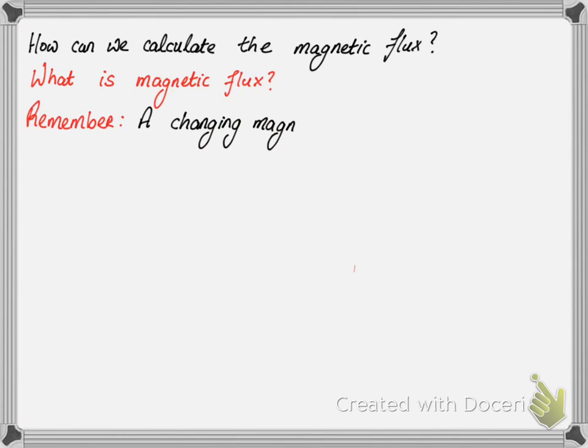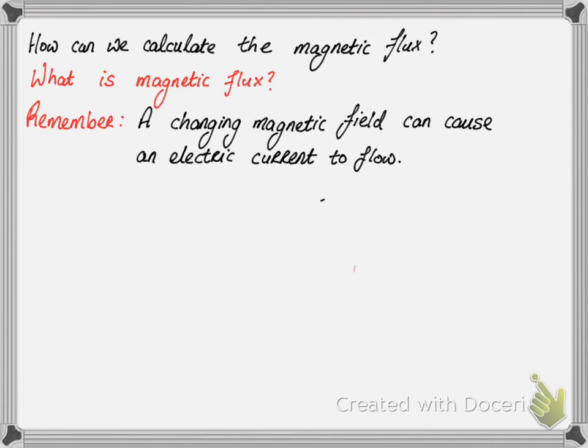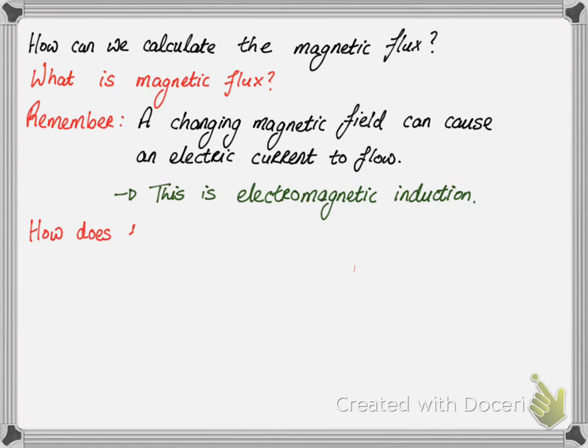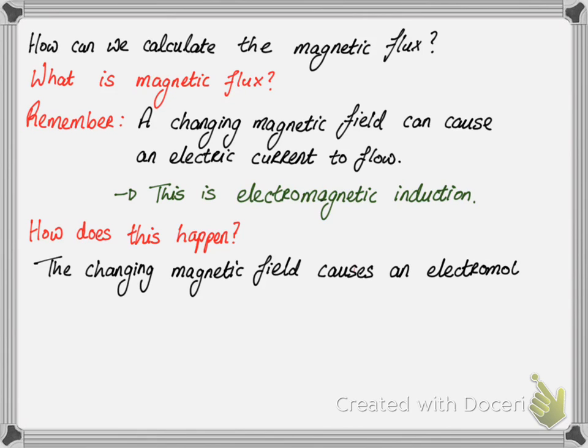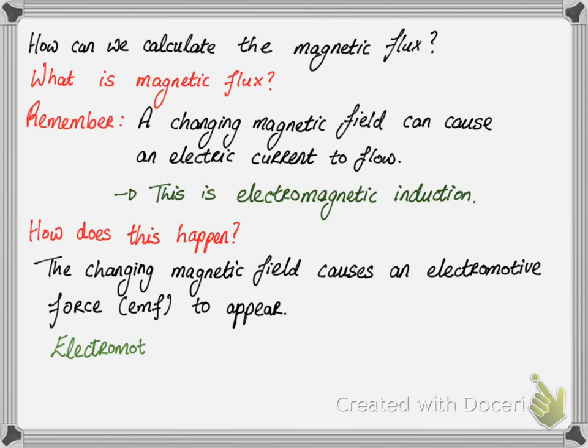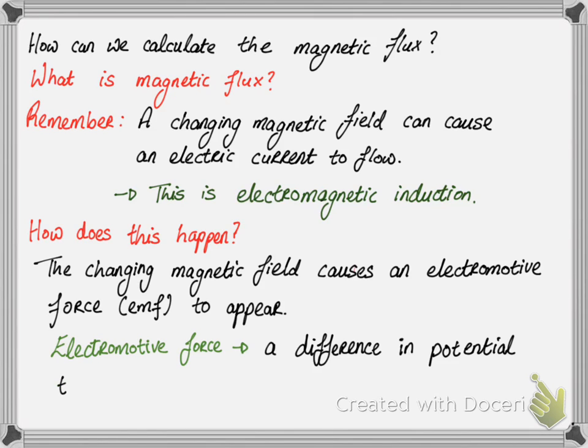Remember, when we're talking about magnetic flux, a change in magnetic field can cause an electric current to flow. This is electromagnetic induction. So, how does this happen? The change in magnetic field causes an electromotive force, or an EMF, to appear in the wire. An electromotive force is the difference in potential that causes an electric current to flow.